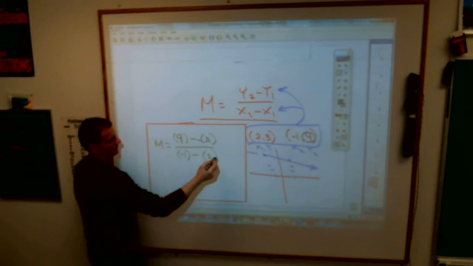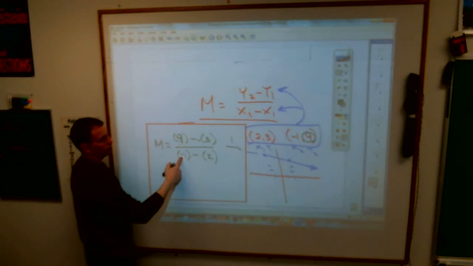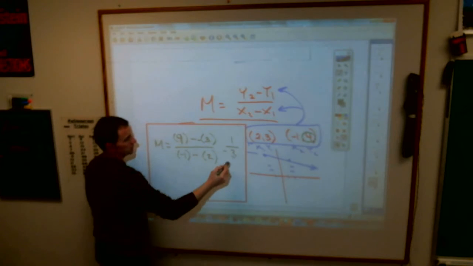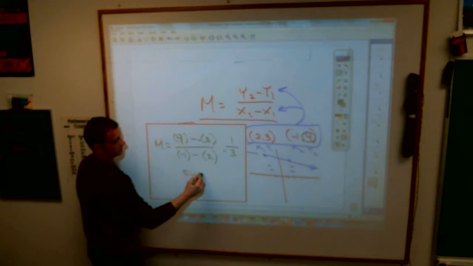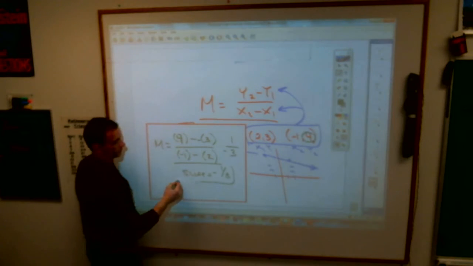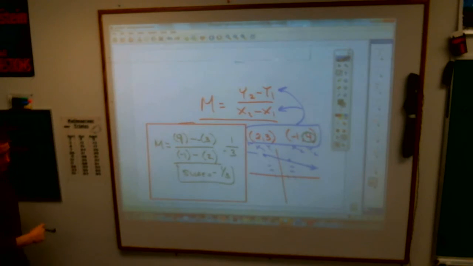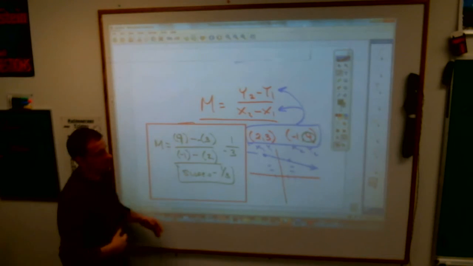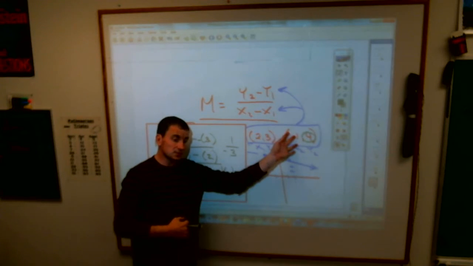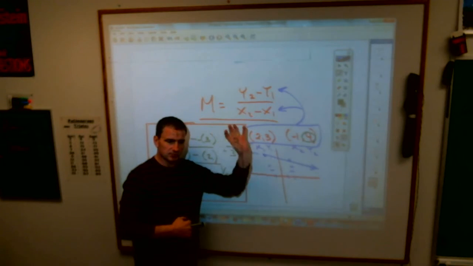What's 4 minus 3? 1. What's negative 1 minus 2? Negative 3. So my slope is negative 1/3. One negative makes the whole thing negative. Again, emphasizing again, it doesn't matter which ones. Do you want me to do it again and call these the 2's and those the 1's? Just to show that it works, but that just puts you to sleep.